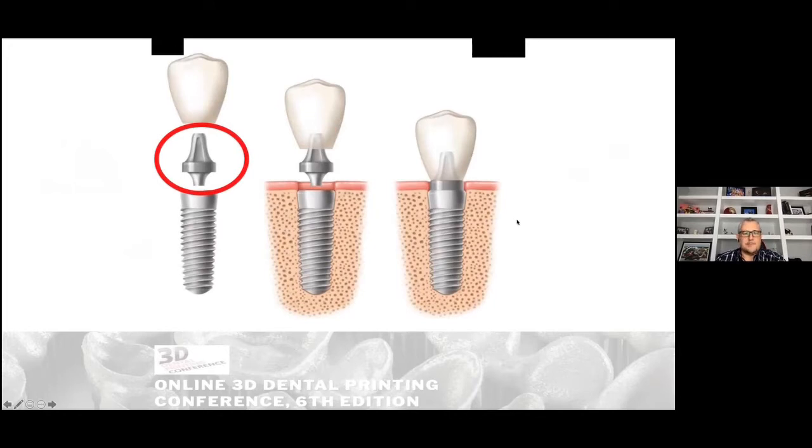So again, just a brief bit of background. When you're looking at dental implantology, the screw in the bone is the implant. The tooth on top is what we chew on, and the abutment is the interface in the middle. That's what we're talking about here.